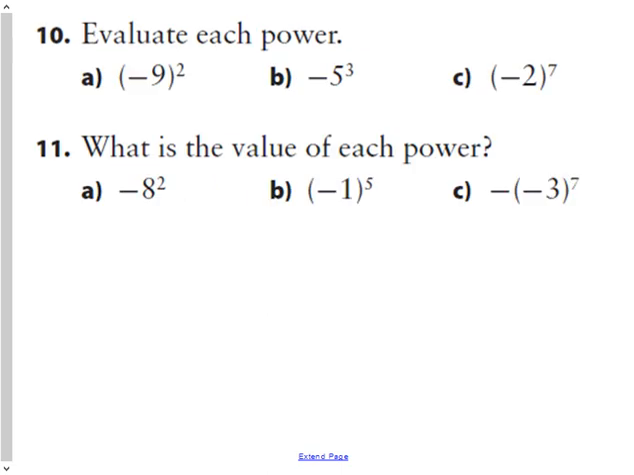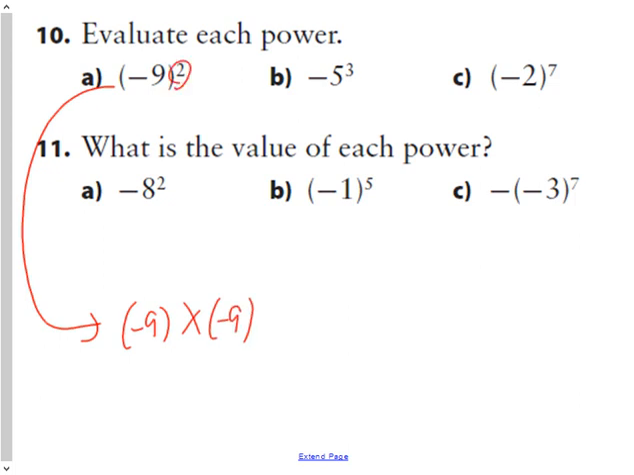Question 10, evaluate each power. So this one says negative 9 squared, which means negative 9, defined as the base because there's brackets around it, multiplied by itself 2 times. Standard form value would be positive 81.